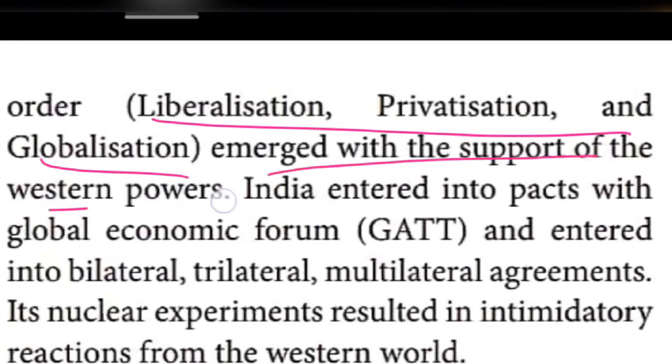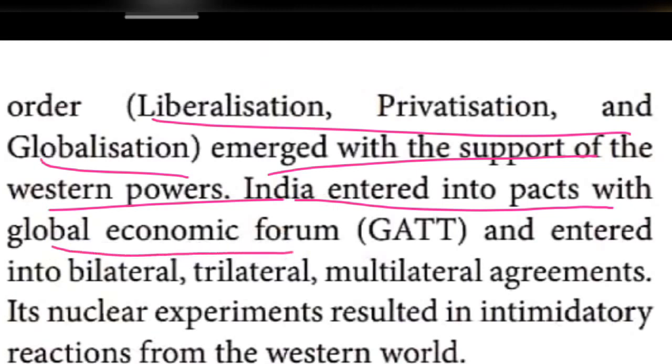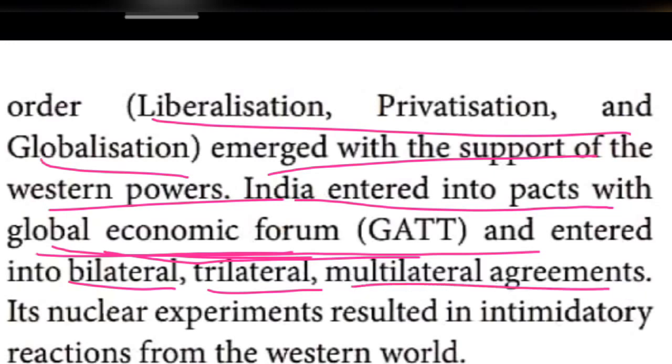With the support of the Western powers, the new economic policies were introduced in the year 1991. So India entered into pacts, in the sense treaties, with the global economic forum. What is the full form of GATT? And it entered into bilateral, trilateral, that is with 2 countries, 3 countries, and more than 2 countries, multilateral agreements, which it has signed with other countries.